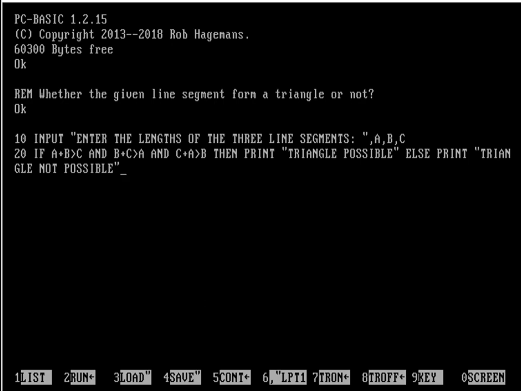Hello everyone. Today we will see a very important program. The question is to check whether the given three line segments form a triangle or not. This is a very important question in view of the exam.